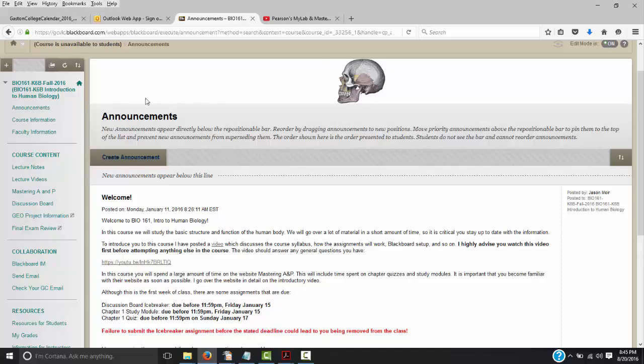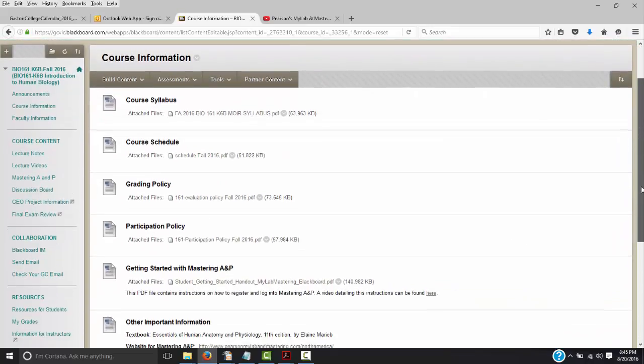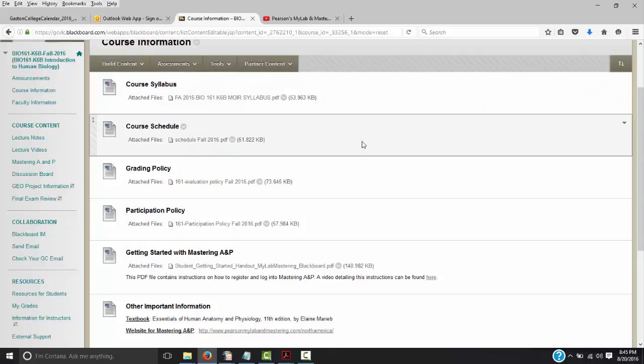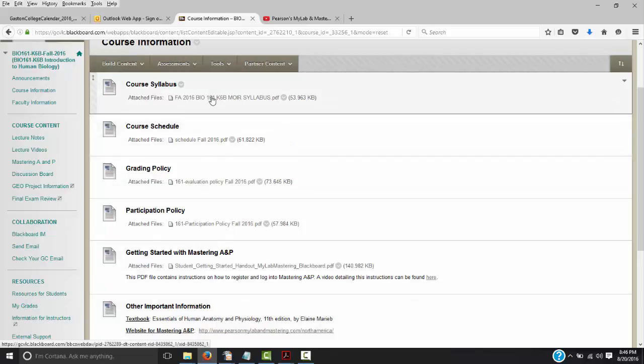All right, over on the left is where we'll have the various links to what you would need. We'll first start off with the course information. And in this page, you'll find the course syllabus, the course schedule, the grading policy, participation policy, getting started with certain software that you will absolutely have to know how to use, Mastering A&P, and some information about the textbook. And we'll start off with our syllabus.